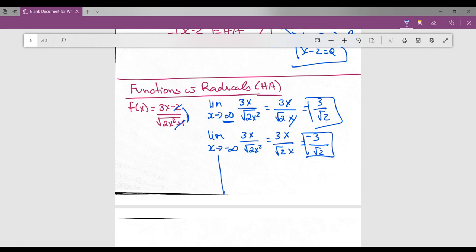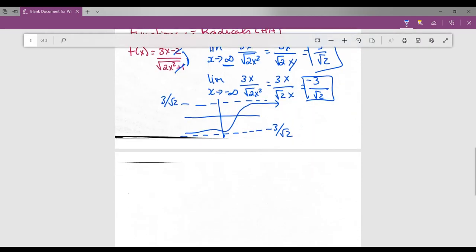In fact, when you look at this graph, it looks something like that graph. That is 3 over root 2 as we go to positive infinity. And this is -3 over root 2 as you go to negative infinity. So just be aware of that when you're doing functions with radicals in it. We don't look at it too much in this class, but moving forward, there you can get different asymptotes depending on which direction you're going.